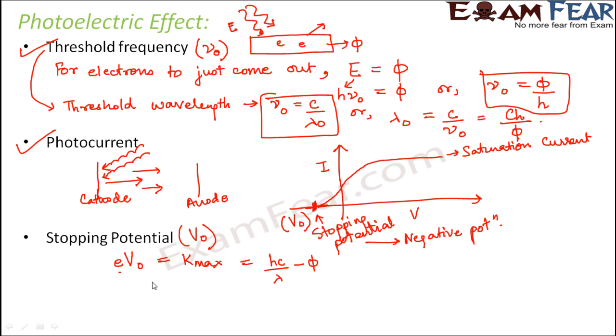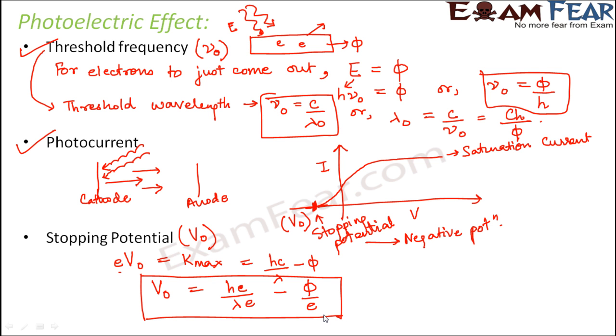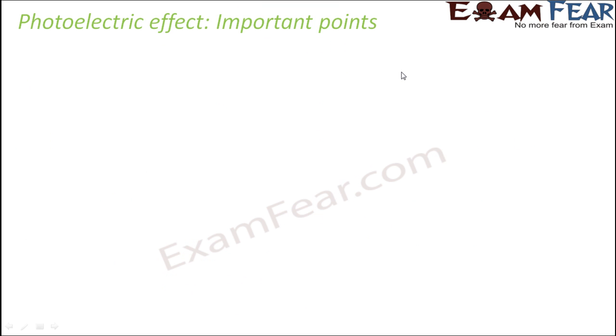Okay, so now from this equation we can say that V naught is equal to hc by lambda e minus phi by e. So this is how stopping potential and K max are linked to each other. Let us quickly look at some of the important points related to photoelectric effect.